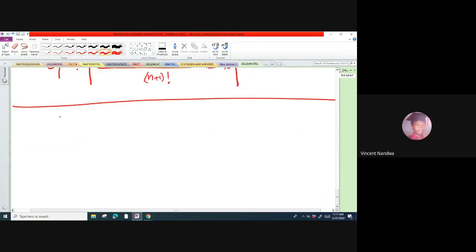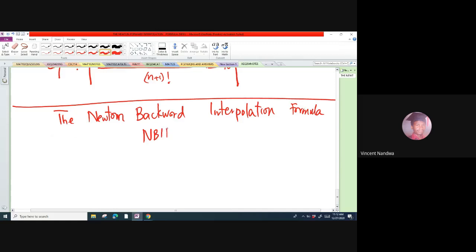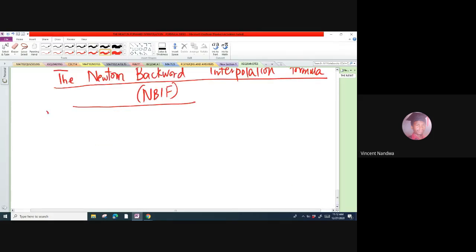Let's go to the next one. So the next one is the Newton backward interpolation formula, NBIF. So also consider equally spaced mesh points.